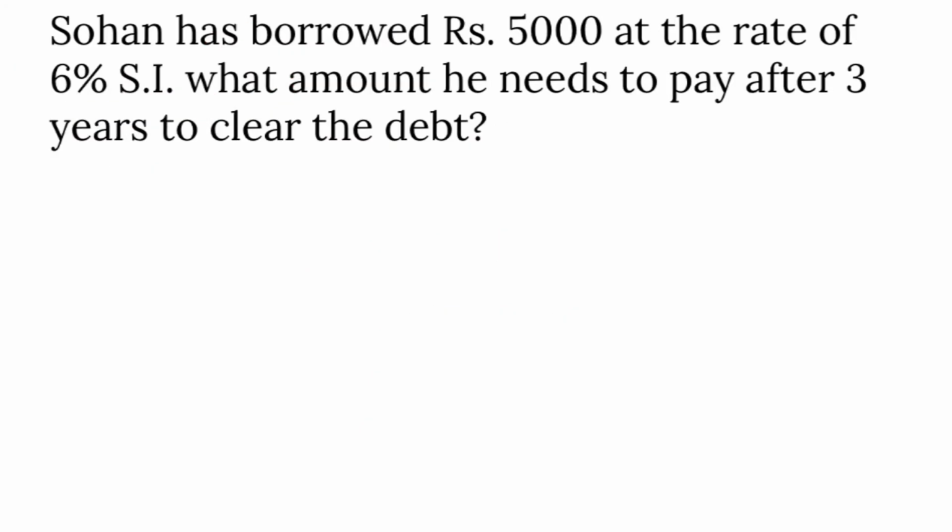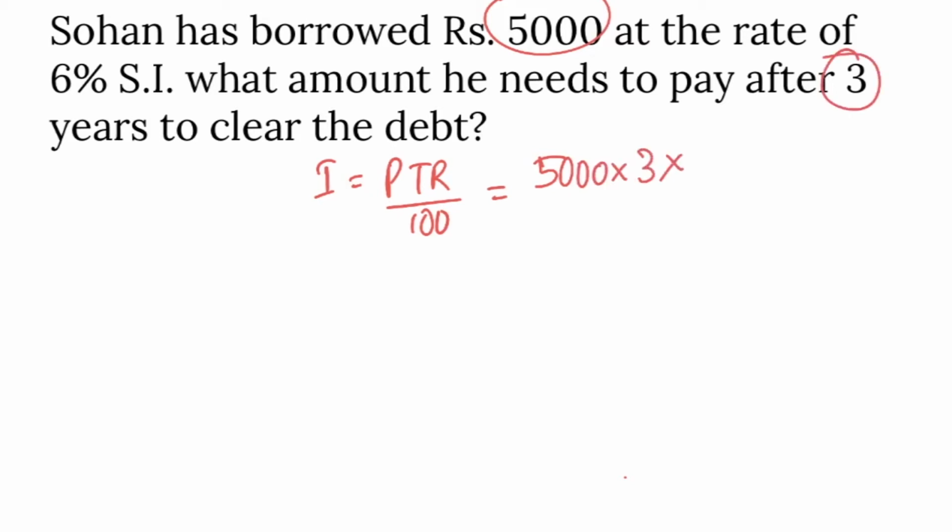Sohan has borrowed 5,000 rupees at the rate of 6% SI. What amount he needs to pay after 3 years to clear the debt? Sohan borrowed 5,000 rupees. I is equal to PTR by 100. Interest is principal 5,000 into time period 3 years into rate of interest 6% divided by 100. 2 zeros cancel. 50 into 3, 150, 150 into 6, 900 rupees is the total interest after 3 years.